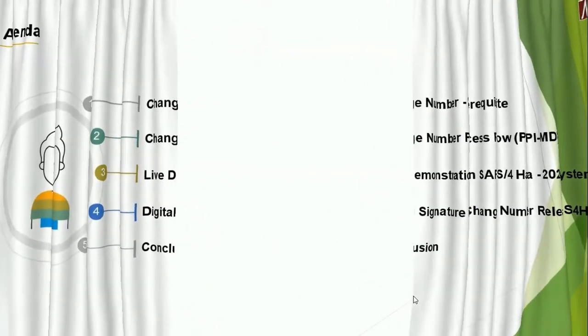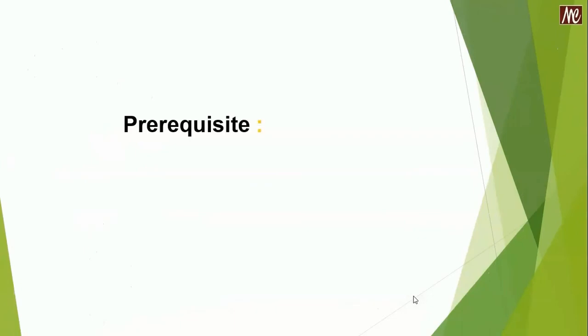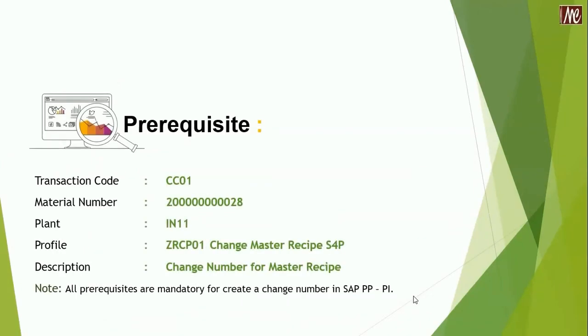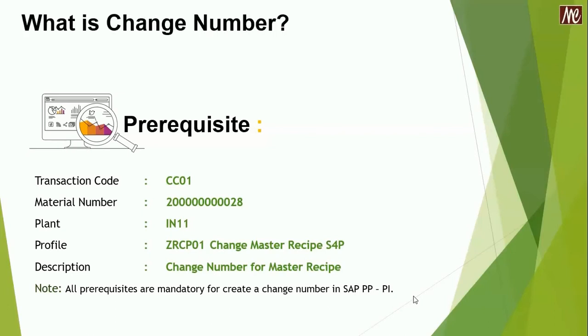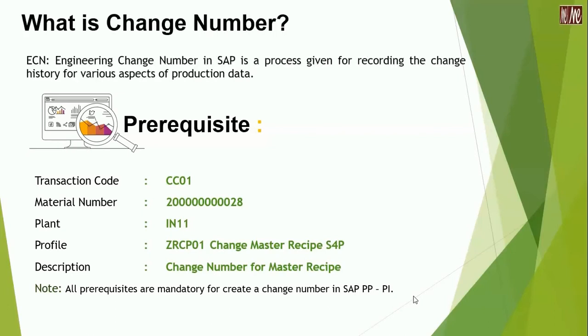Now, moving towards the prerequisite part first. In the prerequisite section, there are a few things which are mandatorily required for creating the change number, which we will discuss one after another. My recommendation is, before going forward to the prerequisite, understand what a change number is. Change number is commonly known as ECN, Engineering Change Number.